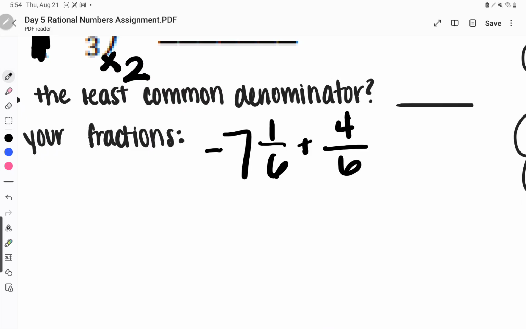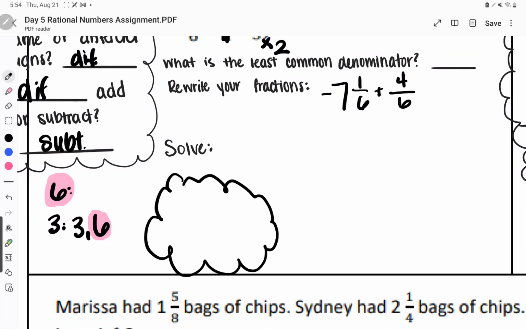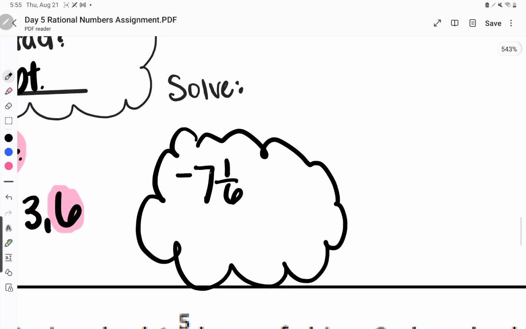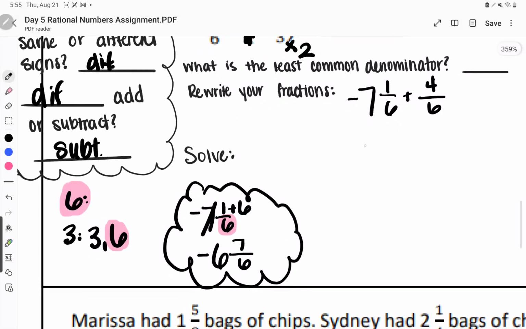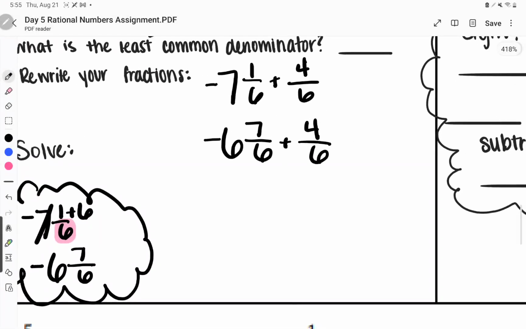And right now, I can't do 1 minus 4. So I have to rewrite this. I'm going to show you the borrowing process again. So this 7 right here is going to turn into a -6. And when that happens, I can now take my denominator and add it to my numerator. So I'm going to add 6 to the top up here, and that's going to be 7 over 6. So we have -6 and 7 over 6 plus 4/6. Now, remember, we are actually subtracting.